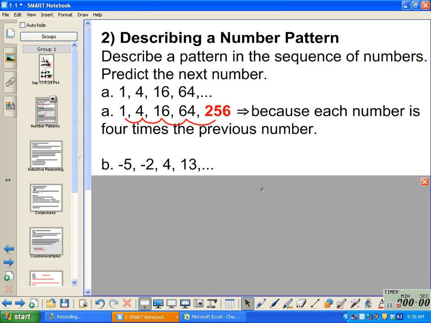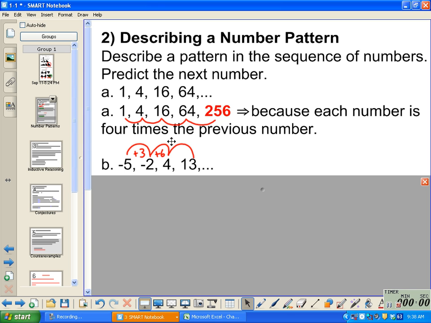Let's look at the next one, B. -5, then -2, 4, then 13. Let's describe this number pattern. How do we go from -5 to -2? Are we multiplying? Are we adding something? And if we're adding, what are we adding? You may be saying +3 here. How do we go from -2 to +4? Looks like a +6. And then from 4 to 13, what are we doing?